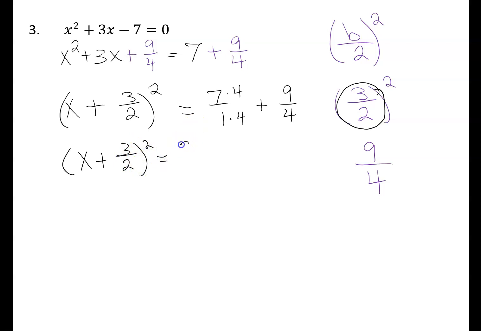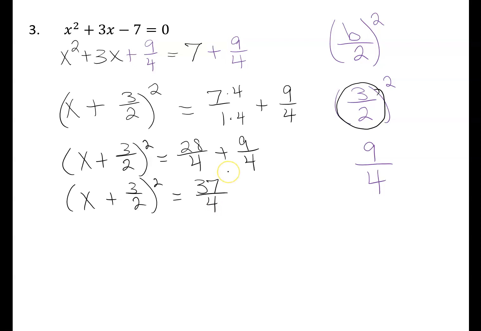Which is going to make that 28/4 plus 9/4. So then when we add those together, we add the numerators, would be 37, and we keep our denominator. Now we are ready to square root both sides. 37/4 does not simplify, by the way. 37 is a prime number.